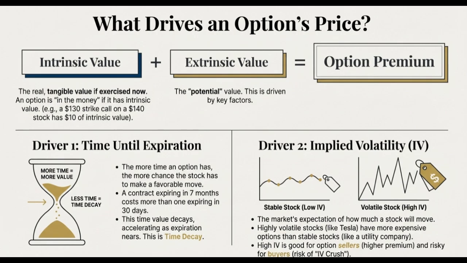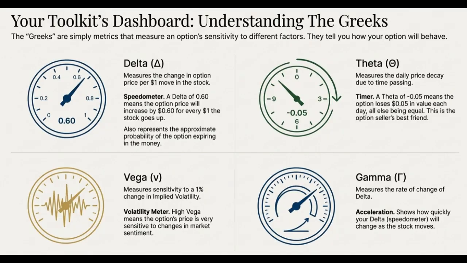An option price, or its premium, is made up of two things, intrinsic value and extrinsic value. Intrinsic value is the real tangible value if you exercise the option right now. Extrinsic value is the potential value driven by two key factors. First, time until expiration. More time means more value because there is more chance for the stock to move. This value disappears as time passes, which is called time decay. Then implied volatility. This is the market's expectation of how much the stock will move. Highly volatile stocks have much more expensive options.